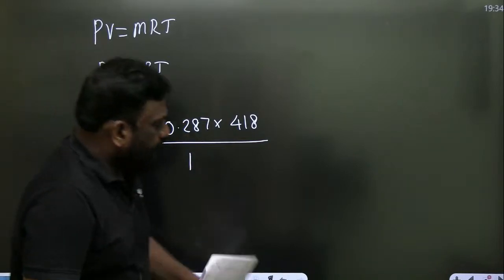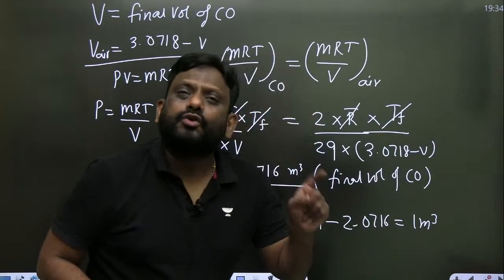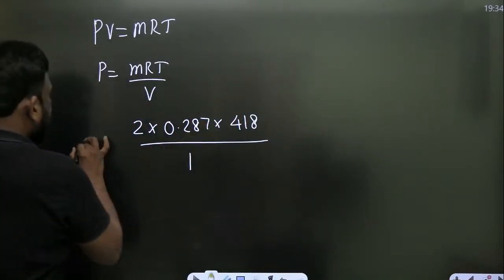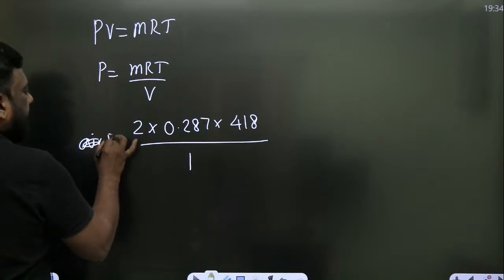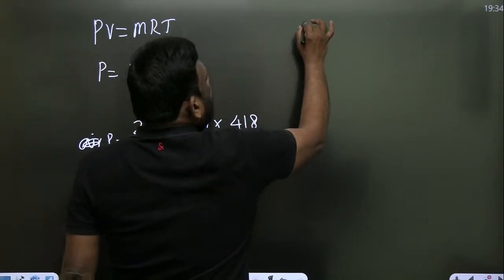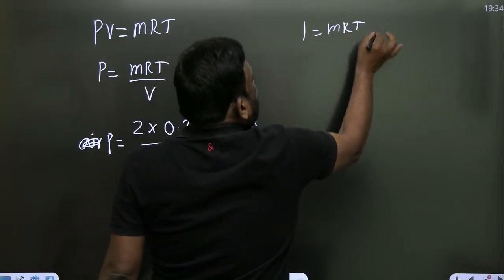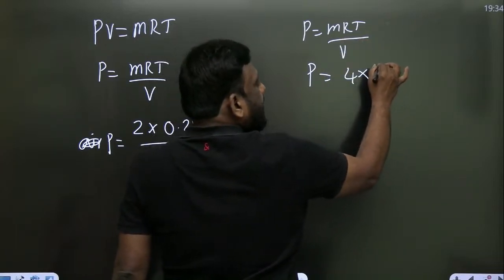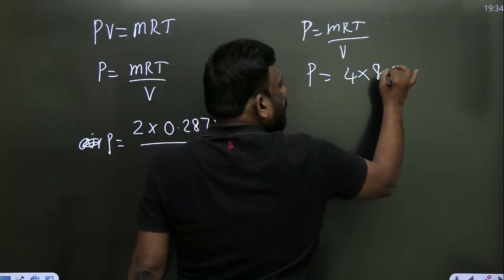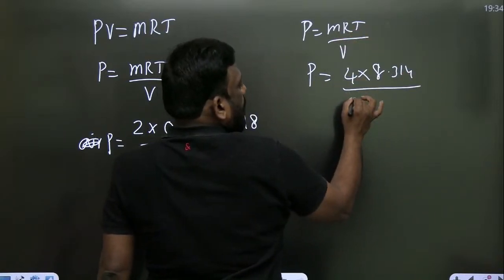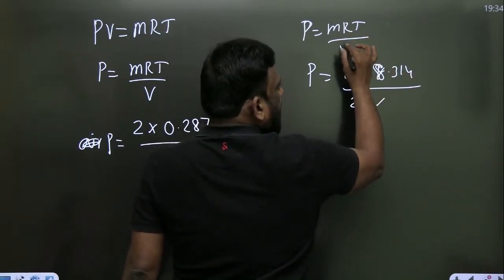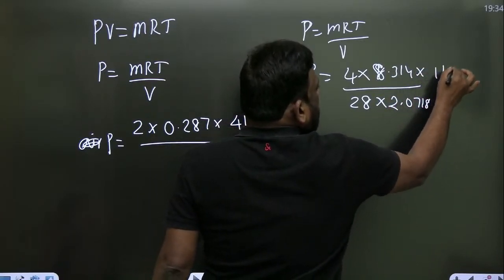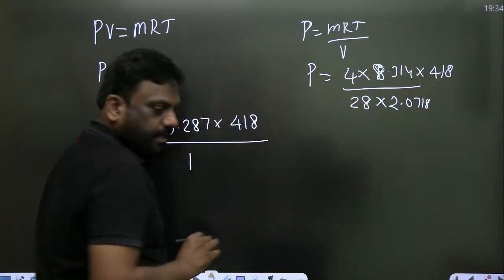I think it is 1. Apply for final volume of air. You can also apply. If you have a doubt, come here, sir. Let me apply for air. For which did I apply this? For air. Let us apply for carbon monoxide. P is equal to mRT by V. Final mass of carbon monoxide is 4. R bar is 8.314, R bar by molecular weight is 28, and the final volume of carbon monoxide is 2.0718, and the final temperature is 418. Whether you calculate from this side or this side, you get the final pressure.